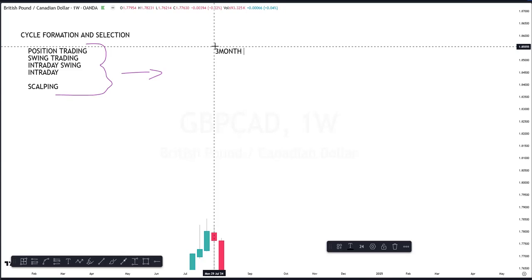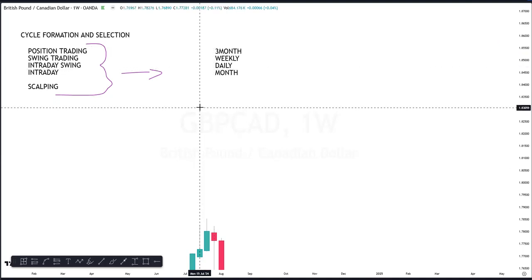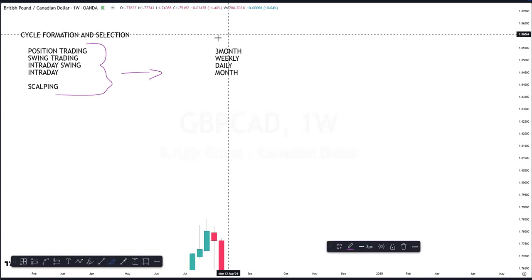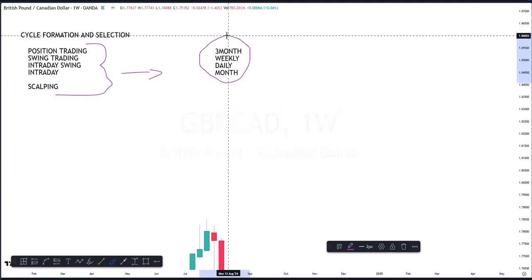We start from the 3-month time frame, then drop to the weekly time frame and end in the daily time frame. Sometimes we may also use the monthly time frame as our confirmation time frame when you're doing position trading. If you want to do position trading, you're going to select the 3-month cycle, because of the time frame coordinations of the cycle that we are going to use as our constant time frame.